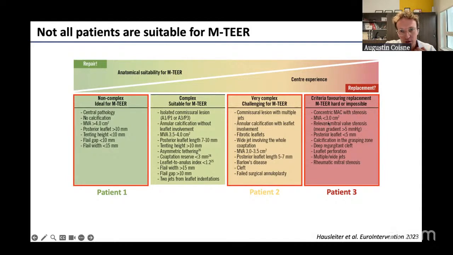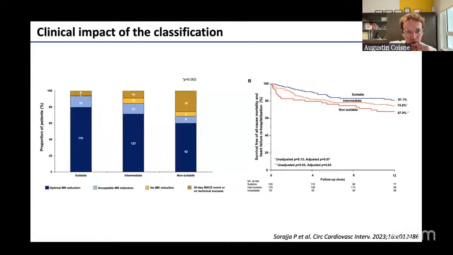Now we can also propose this red change, actually, on the right. The definition of, let's say, hard or impossible anterior is a posterior leaflet less than 5 millimeters. And as you can see, Barlow disease is not a red characteristic now, it's more an orange characteristic, like clefts. So keep in mind this suitability for mitral TEER.